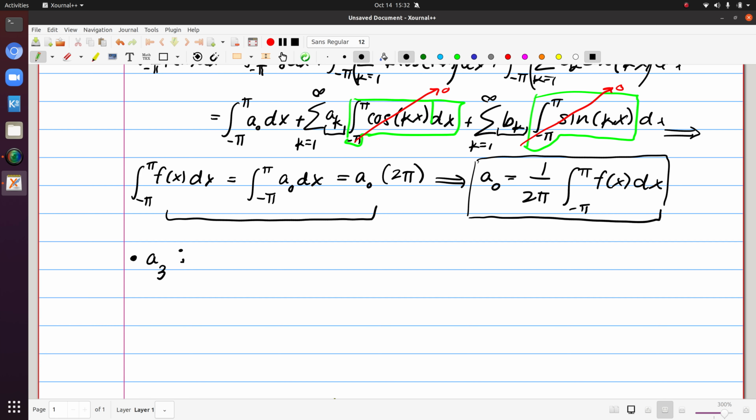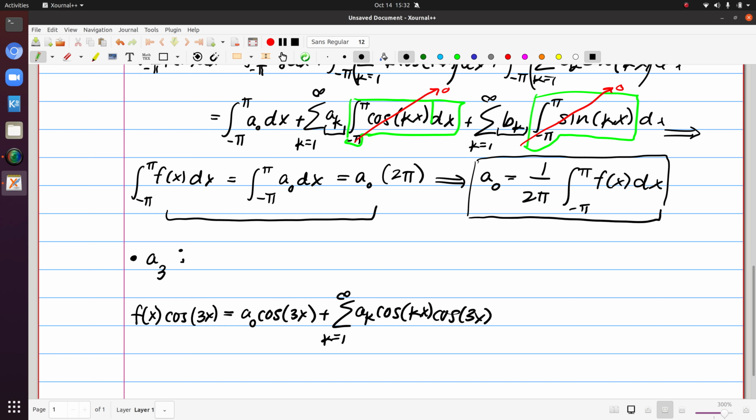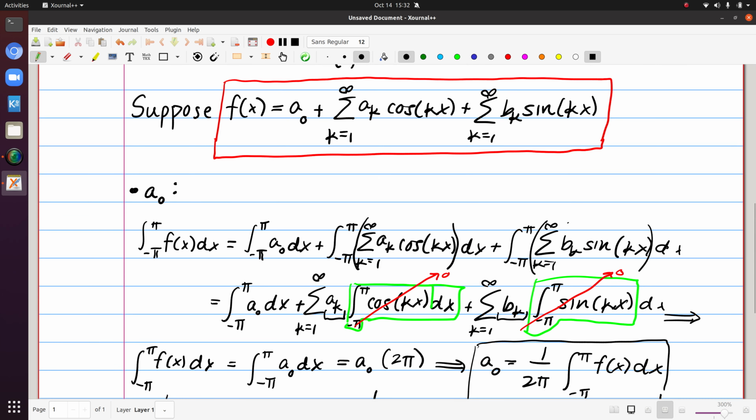So that tells me that f of x times cosine of 3x should equal a sub 0 times cosine of 3x plus the sum from k equals 1 to infinity of a sub k cosine kx times cosine 3x plus the sum from k equals 1 to infinity of b sub k sine kx times cosine 3x. So again, that's doing the same thing to both sides of the expression in the red box.